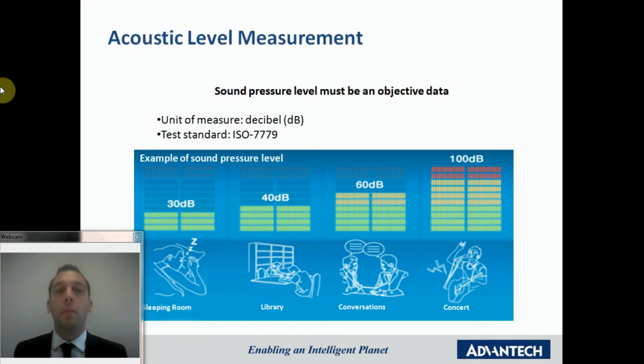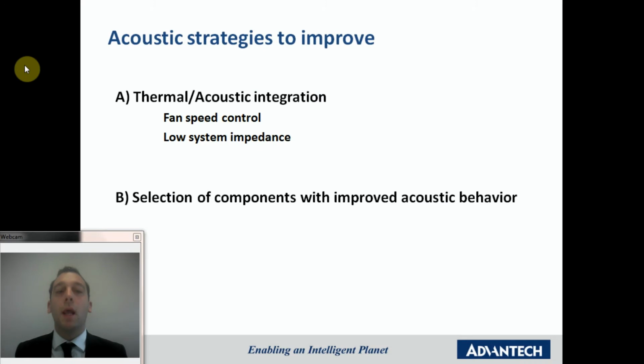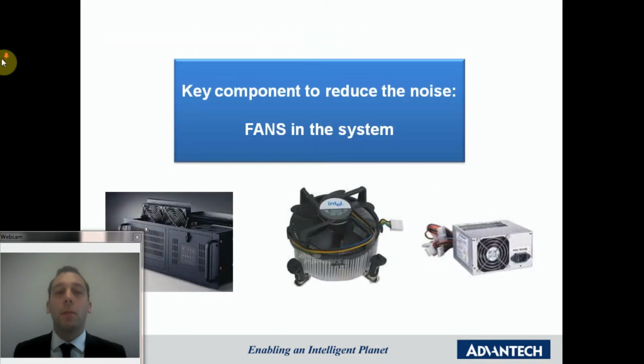The acoustic level measurement is done following a test setup described in ISO 7779, and below you can see some examples of different acoustic levels. The thermal acoustic integration can be improved thanks to fan speed control or improving the impedance of the system, and finally by selecting better components that provide the same technical specification with better acoustic performance.